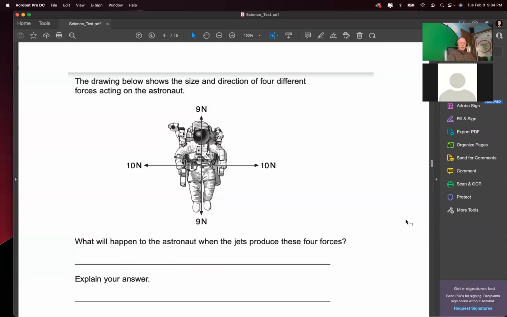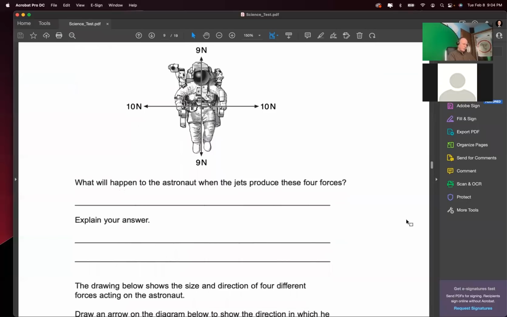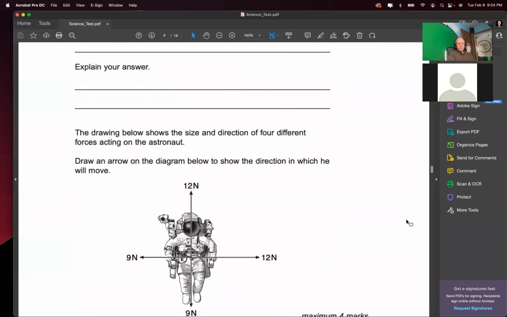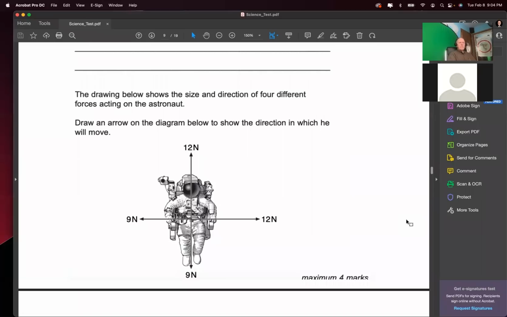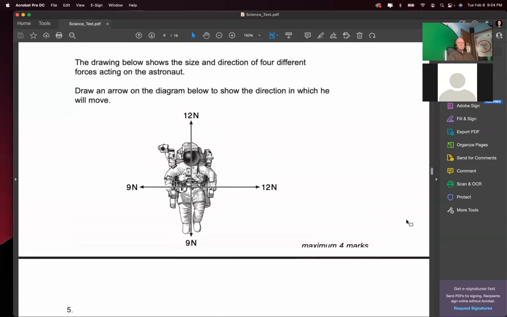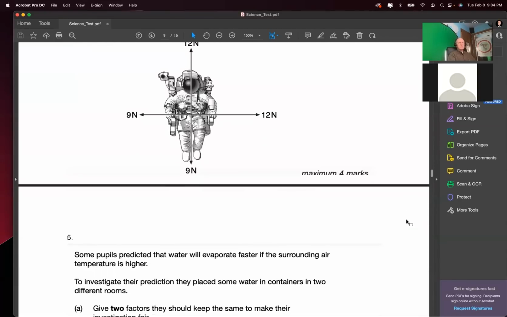Okay. So you've answered those two questions. Now, once again, we have our 4 jets. Jet A going upward is 12 newtons. Jet B going to his left is 12 newtons. Jet C going straight down is 9 newtons. And jet D going to his right is 9 newtons. Can you see it? Yeah, it looks good.